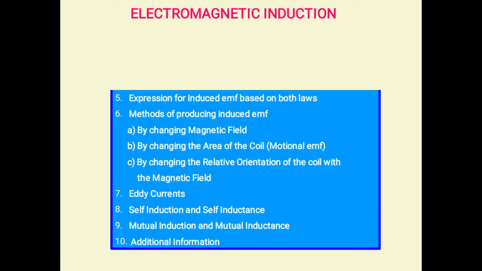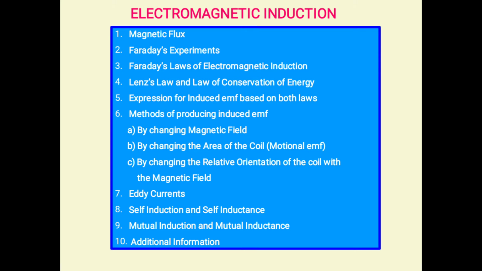Let us start. To understand electromagnetic induction, we have to first understand magnetic flux and some related terms. In this chapter we have almost 10 topics, of which we will discuss topic numbers 1 to 6 in detail, and the remaining topics will be discussed in the next lecture. The very first topic is magnetic flux, then Faraday's experiments and so on.